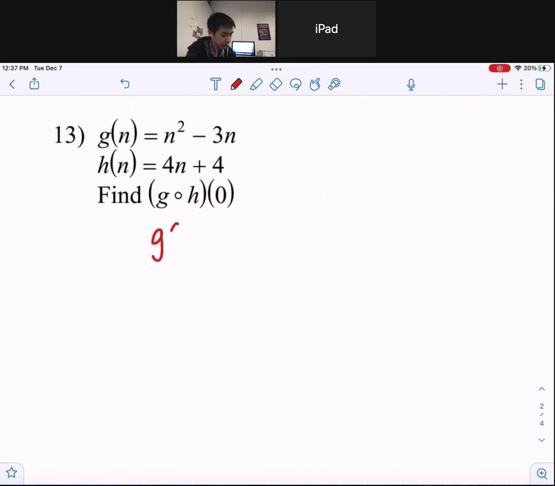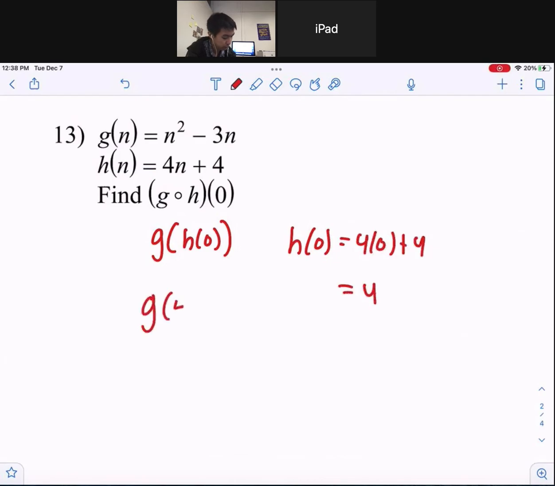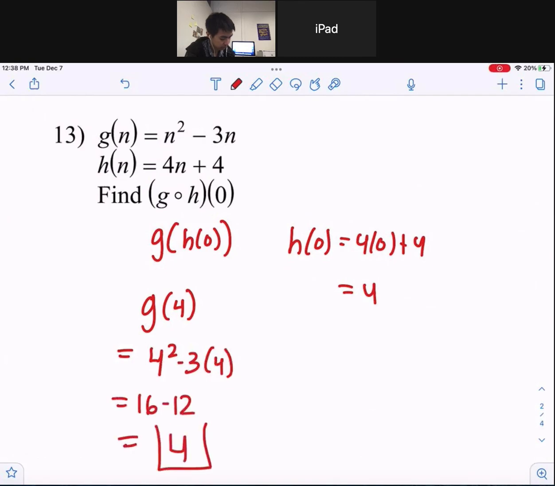Number 13, rewrite this as g of h of 0. Find h of 0 first by plugging in 0 into your h function. So you're going to get 4 times 0 plus 4, which is 4. So we have g of 4. Now plug in 4 into your g function. 4 squared minus 3 times 4, which is 16 minus 12, which is 4.